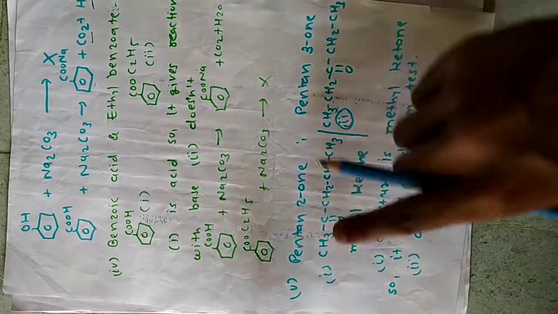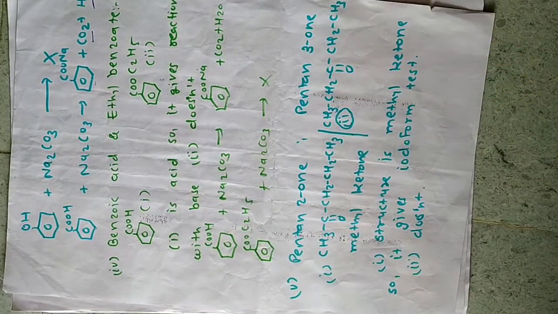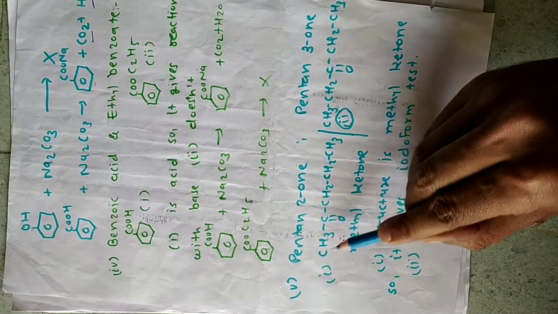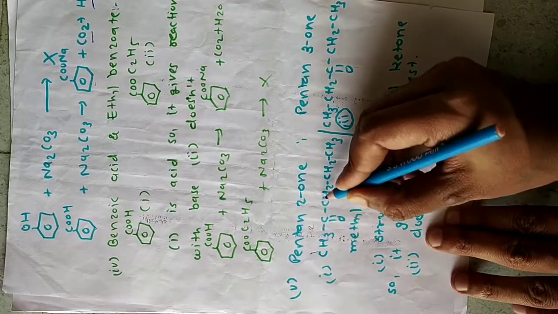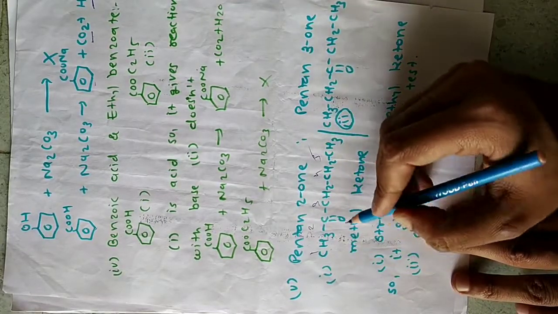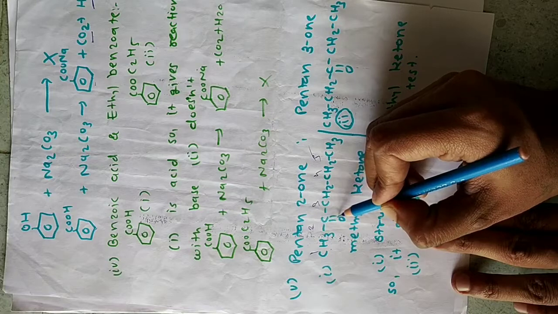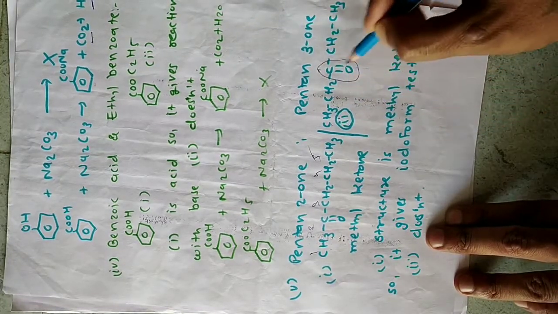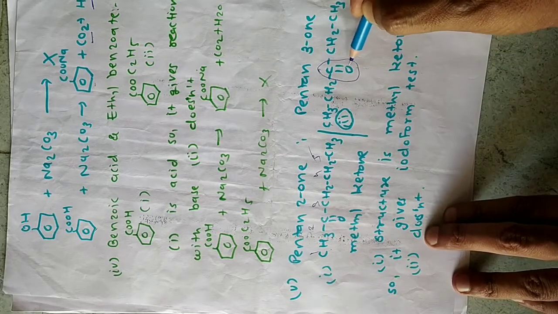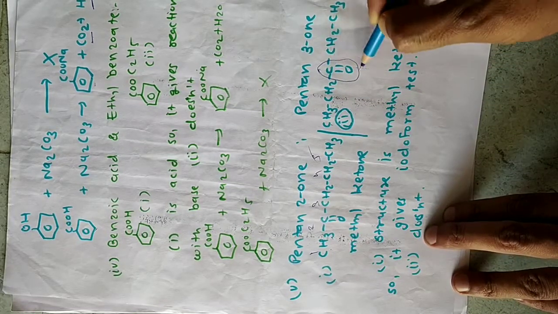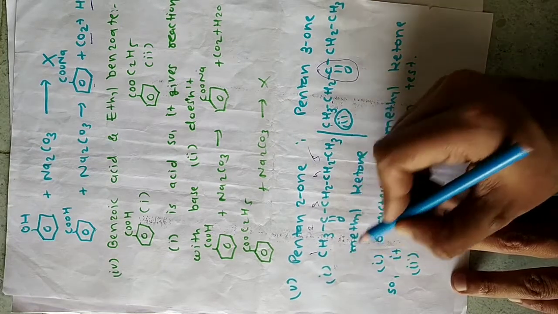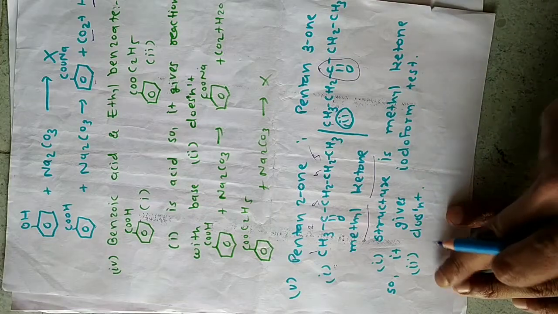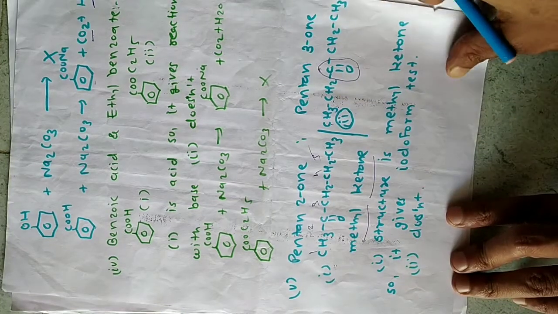The fifth one is pentan-2-one and pentan-3-one. Now draw the structures. You can see this one is pentan-2-one. First, second, third, fourth, fifth, total 5 carbons are there. On the second carbon we have the C double bond O. Similarly, here the position of C double bond O is changed. On the third carbon we have the ketone group now. So the first structure is our methyl ketone, so the first structure will give the iodoform test. The second structure does not give the iodoform test.